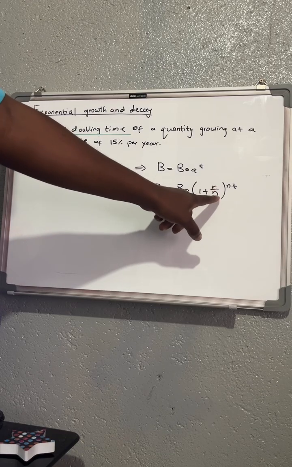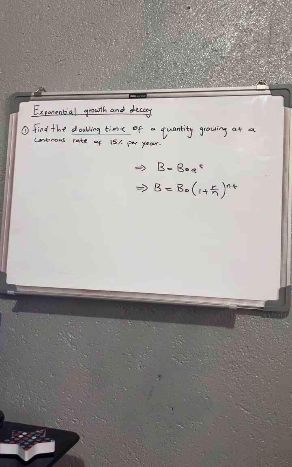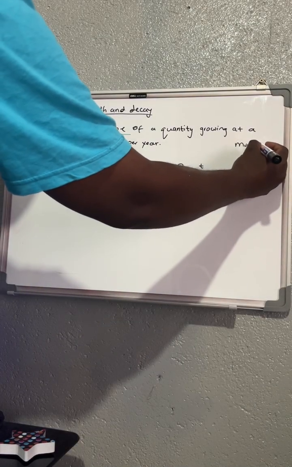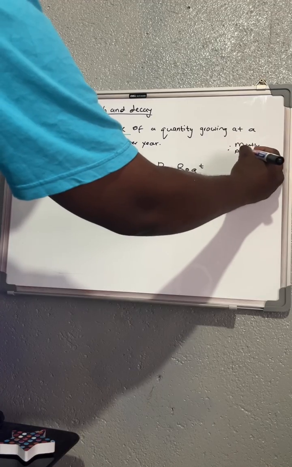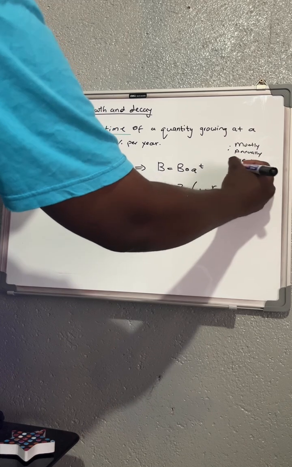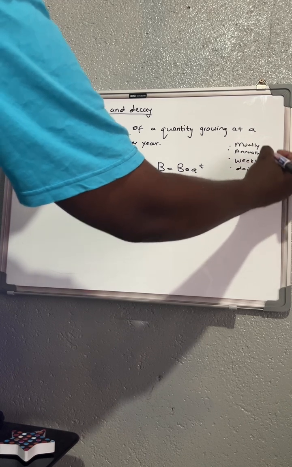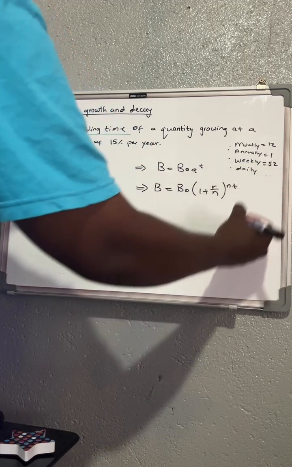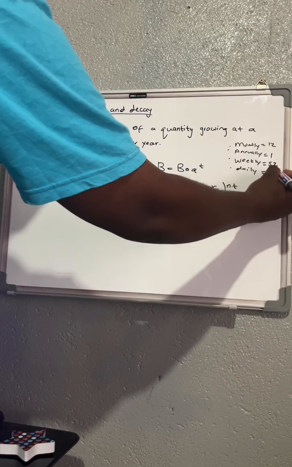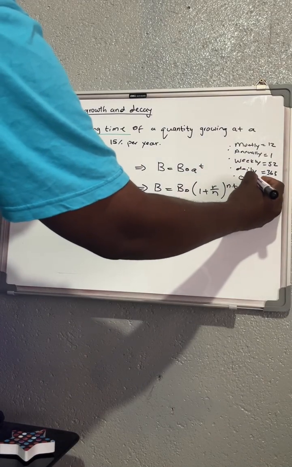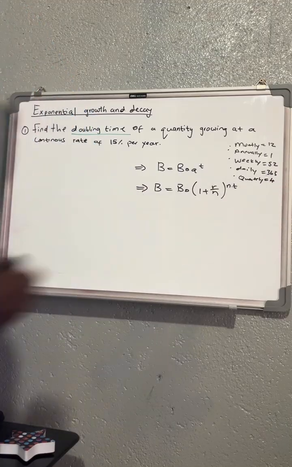They will give you your rate, your n. Remember, they can tell you that it can be monthly, it can be annually, it can be weekly, it can be daily. For monthly you will use a 12, for annually you will use a 1. We have 52 weeks. Daily you use 365. Then what else? Quarterly.